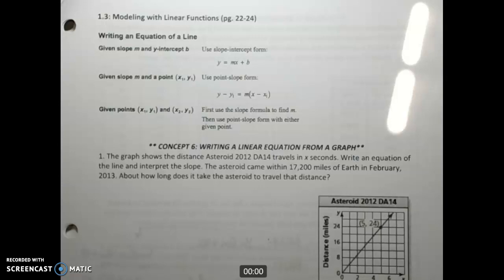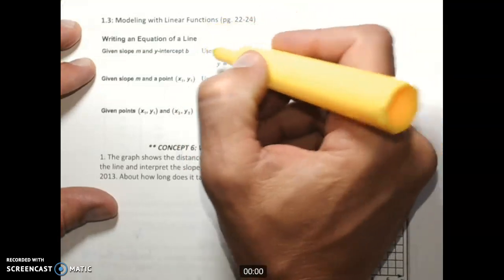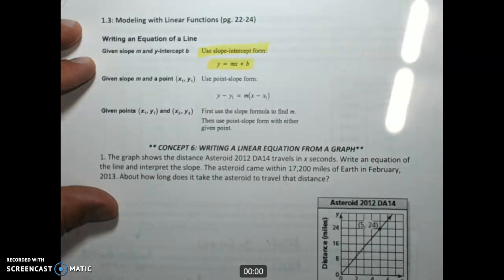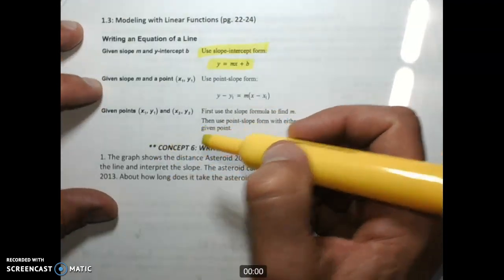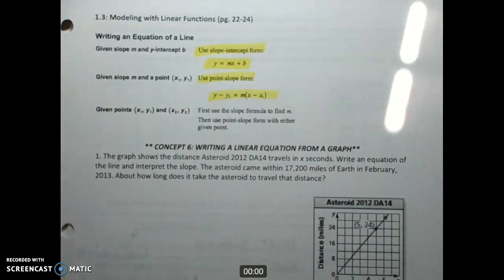1.3 Modeling with linear functions. Alright, the first part is writing an equation of a line. There's a few things that we need. If we have slope and y-intercept, we use the slope-intercept form, y equals mx plus b. If we have slope and a point, we use point-slope form, y minus y sub 1 equals m times the quantity x minus x sub 1.